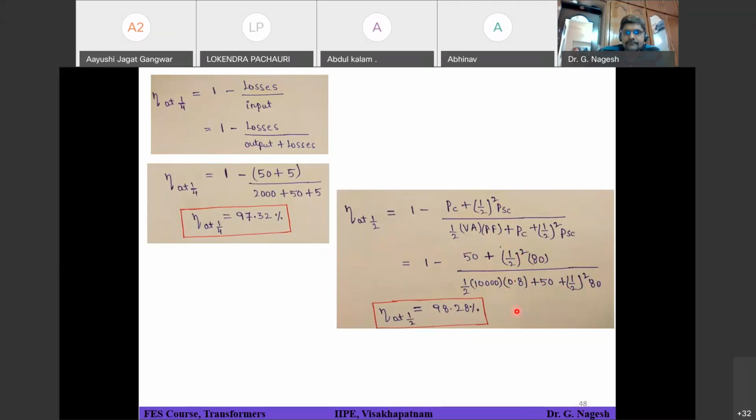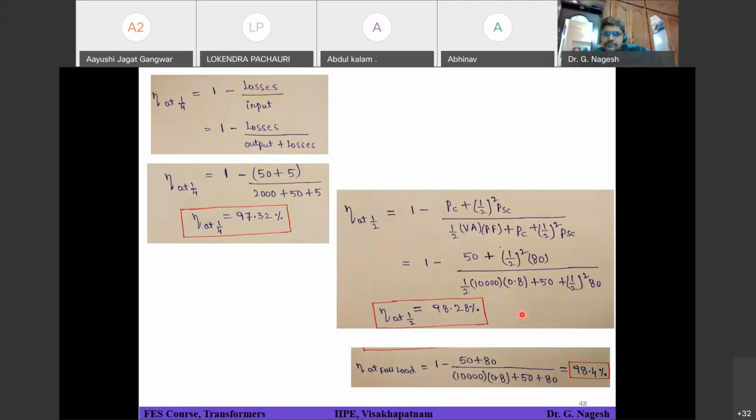98.40. Right. So 1 minus something like 50 plus 80, so it will be 130 divided by 8000 plus 130. So 1 minus 130 divided by 8130 maybe. If you do that, you will get 98.4%. Okay, right. So that means your efficiency is going to vary with respect to load.